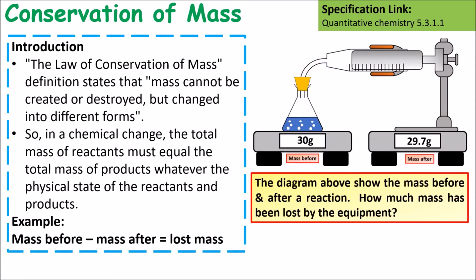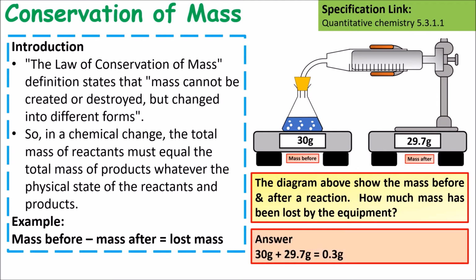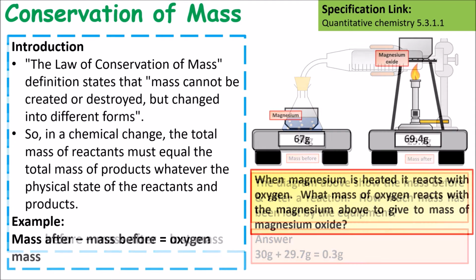The diagram above shows the mass before and after a reaction. How much mass is lost? So in gaseous reactions, some of the gas might escape, so is lost, and we can work that out by seeing what the original mass is minus the end mass, which would be 0.3 grams.